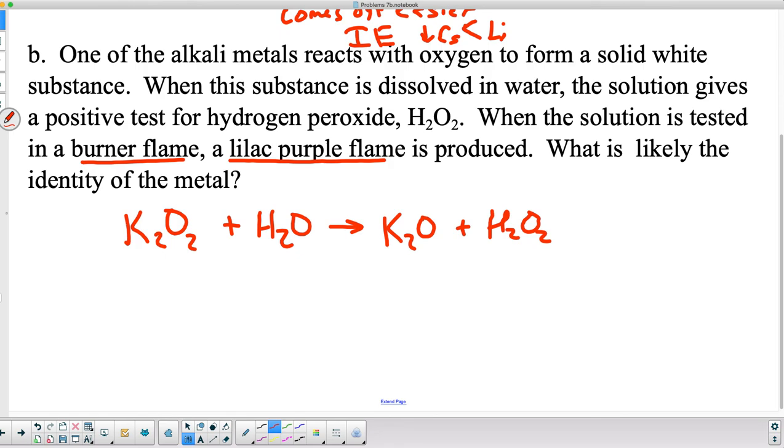So what is the white substance? The white substance is potassium peroxide, and then once it mixes with water, I get potassium oxide and H2O2. So what's the identity of the metal? Clearly, the whole thing that gave it away was the lilac purple. That would be potassium. If it would be red, it would be lithium. If it would be yellow, it would be sodium. Okay, so the identity of the metal is potassium.